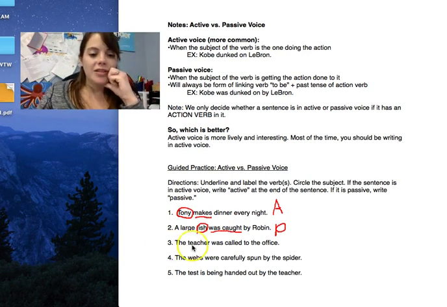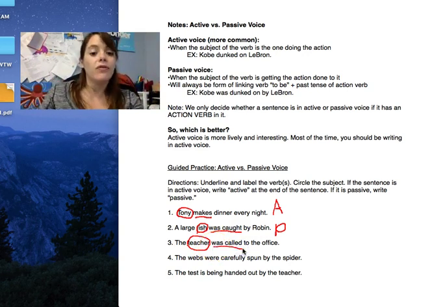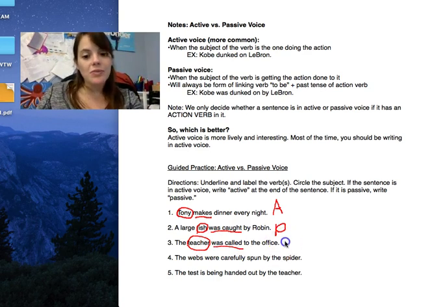Number 3: The teacher was called to the office. Teacher is my subject here, and my verb is was called. Same thing as the last one. The teacher isn't calling themselves to the office. So this one is going to be passive because someone else is performing the action in the sentence. All right, so let's look at number 4.